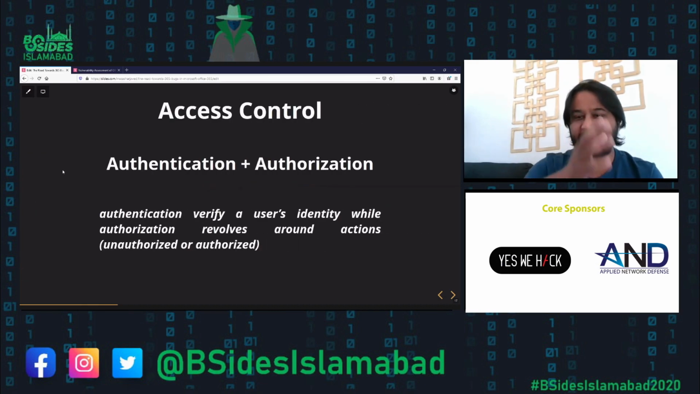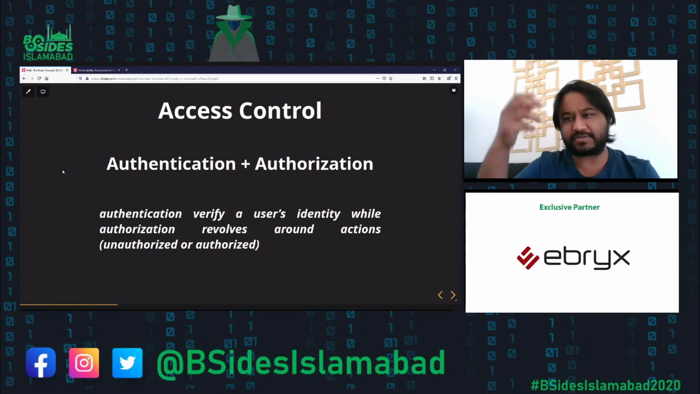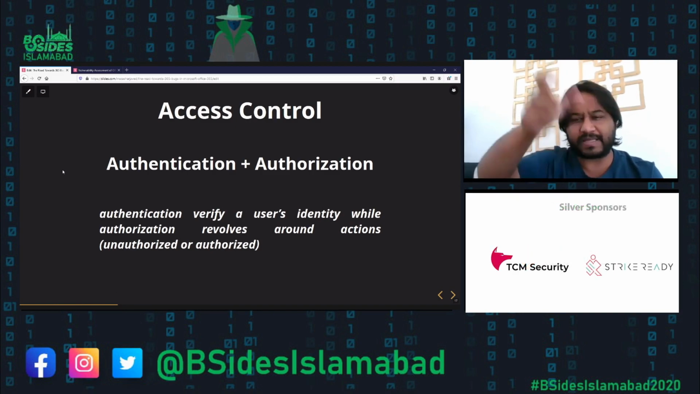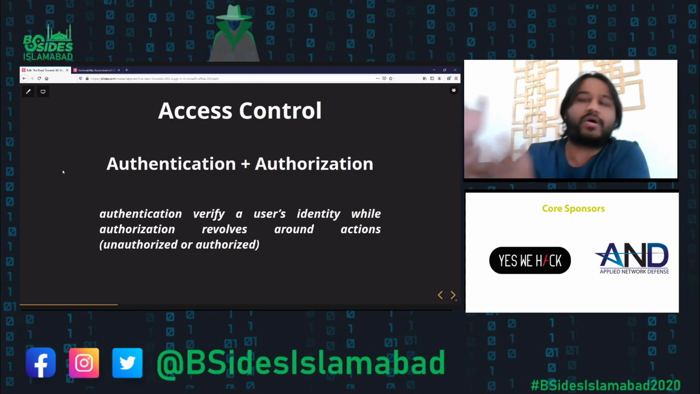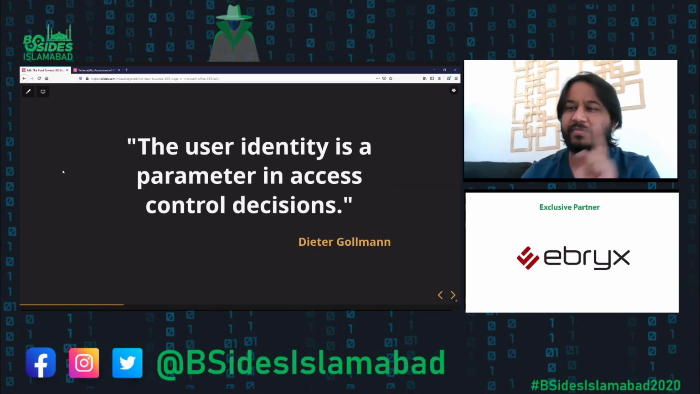So before I show you the bug, all your Power App portals, let's take some basic examples. Access control. What is access control? It is authentication plus authorization. Normally in authentication, we verify a user's identity, while authorization revolves around whether the action the identity is performing is an authorized or unauthorized action. Why I'm talking about access control, you will see in a minute.